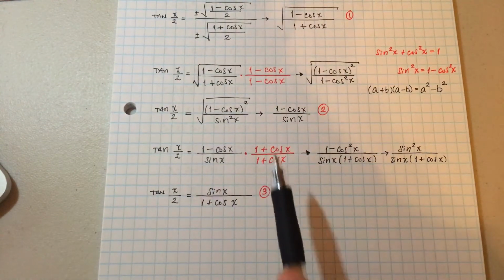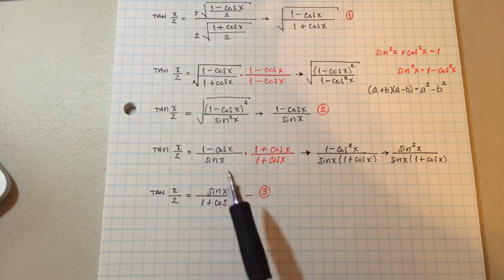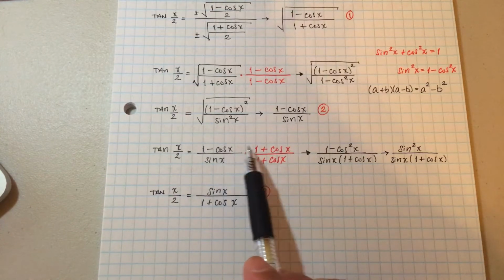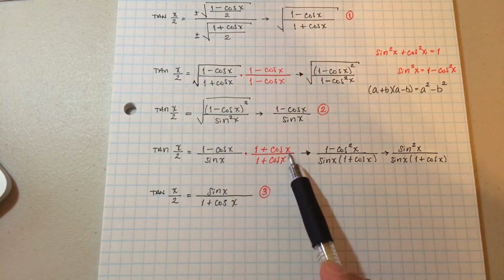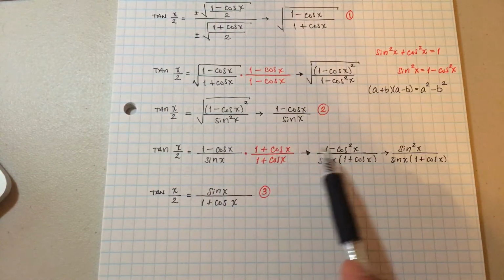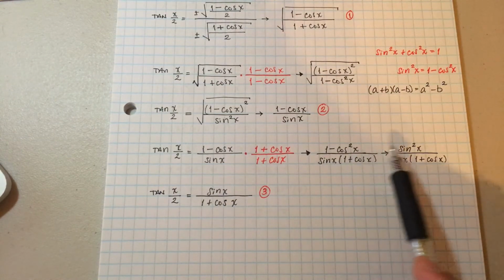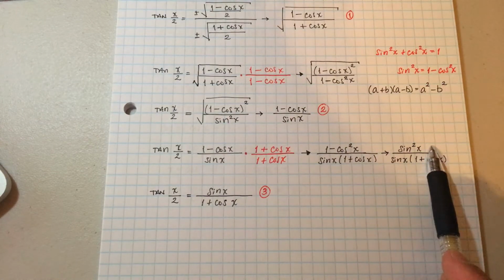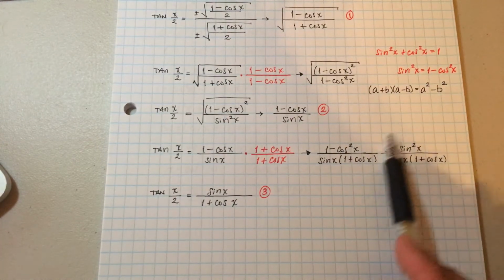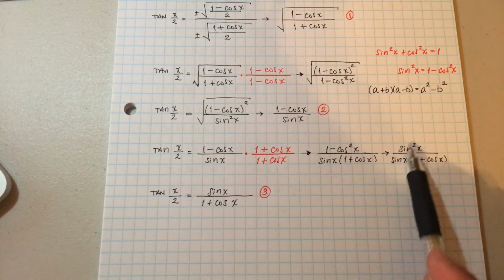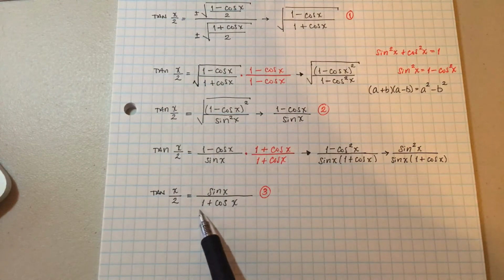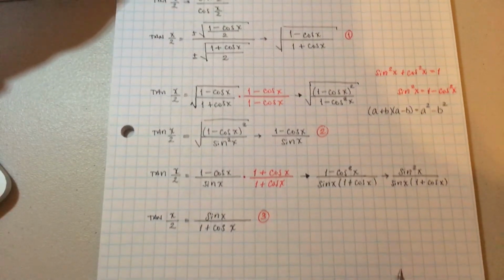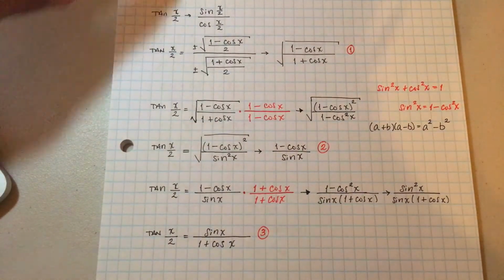And then for the next one, I actually use the second one here. What I do now is multiply by the conjugate on the top, 1 minus cosine times 1 plus cosine, so you do it on both. On the top you get 1 minus cosine squared. You use your identity again right here, substitute, and then you end up with this on the bottom. One of the signs is going to simplify out and you end up with sine of x over 1 plus cosine of x.